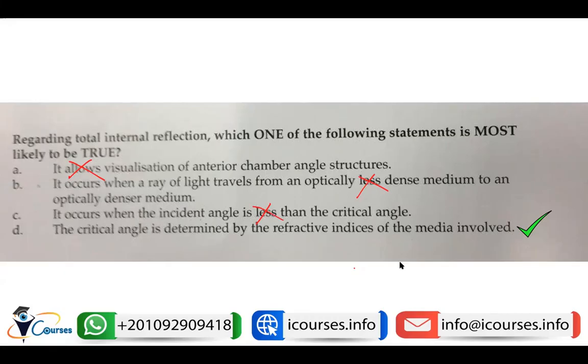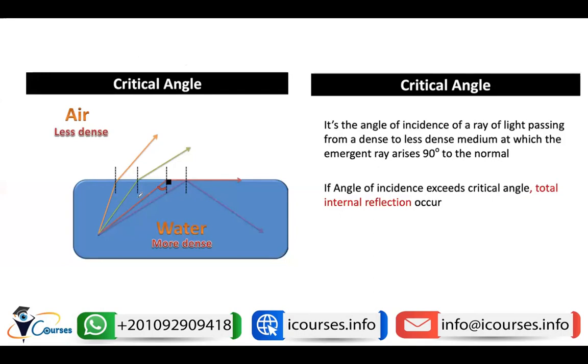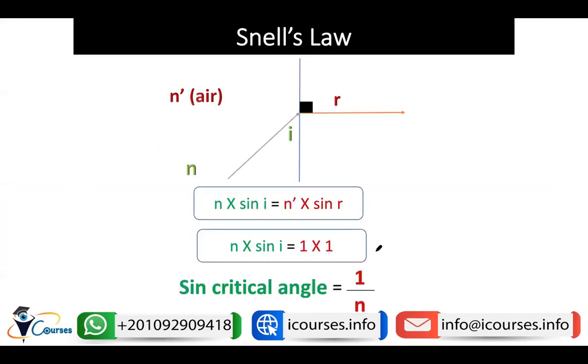This is the correct answer. So we mentioned that total internal reflection occurs when the incident light falls on the interface between the more dense and less dense medium at an angle which exceeds the critical angle, so that there will be total internal reflection rather than a refraction of light. So a critical angle is the angle of incidence of a light ray passing from a dense to a less dense medium at which the emergent ray is at 90 degrees to the normal. If the angle of incidence exceeds the critical angle, this will result in total internal reflection.